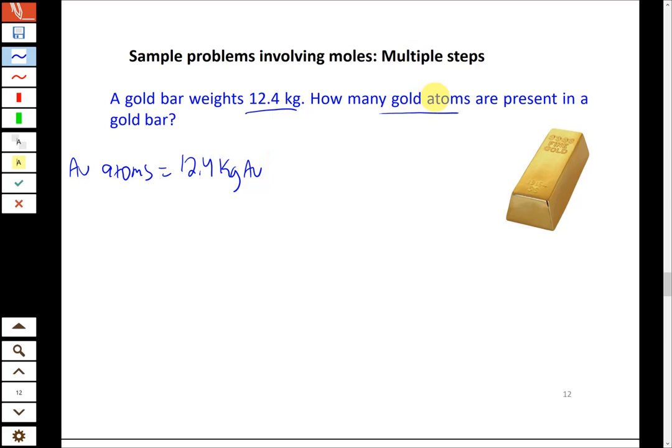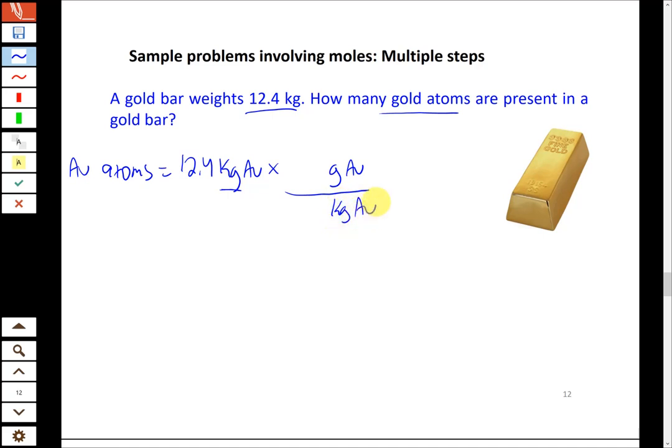The only thing we have to be a little bit careful with here again is units, because we're giving you mass in kilograms, but the atomic mass is grams per mole. So you have to make sure your mass is in the correct unit before you just start multiplying. So we have to get to grams first. We don't use kilograms a lot in chemistry, it's a pretty big quantity.